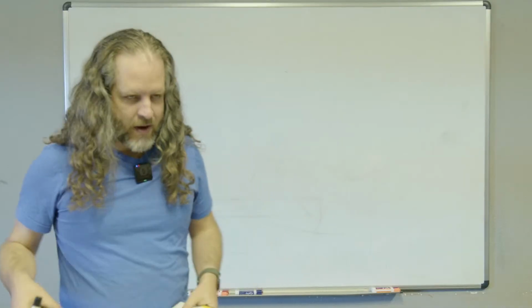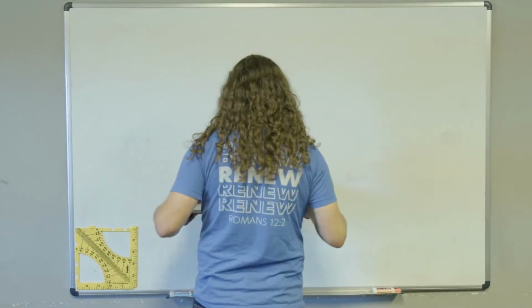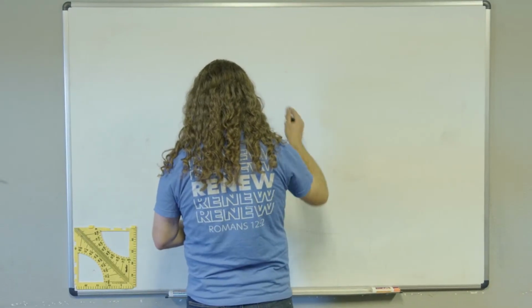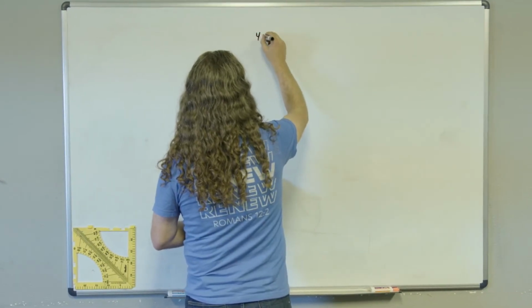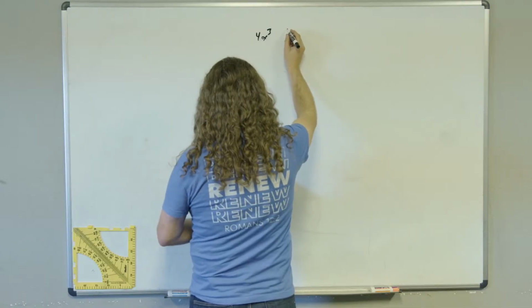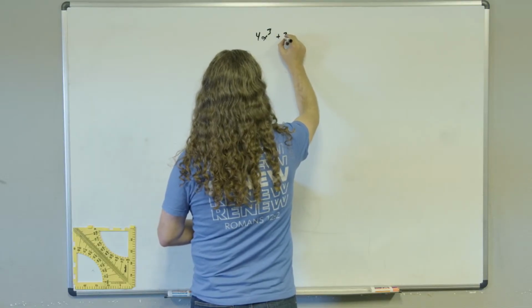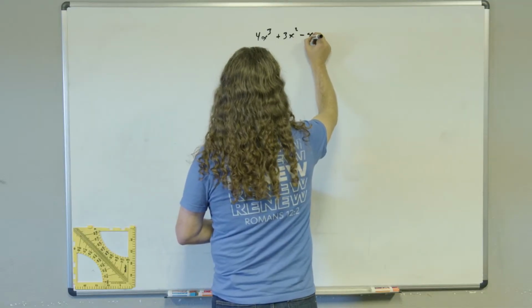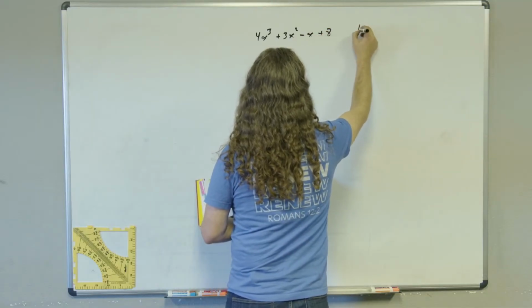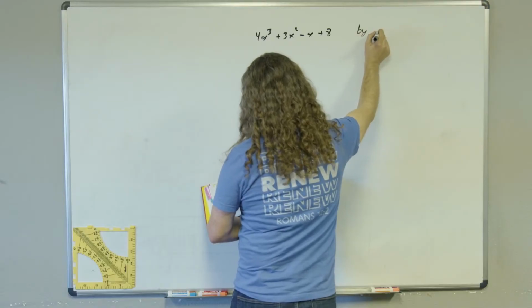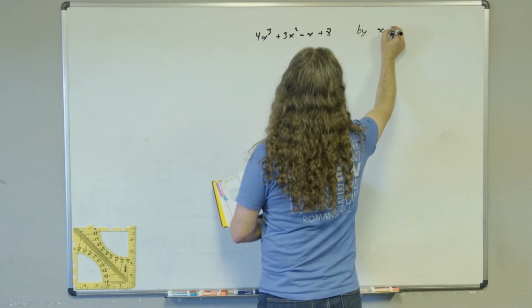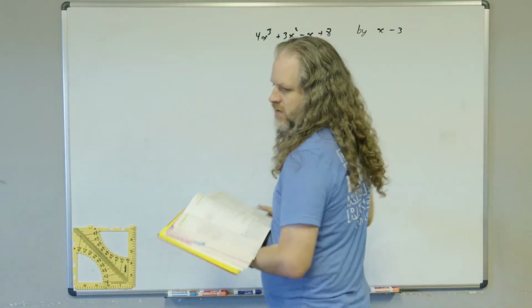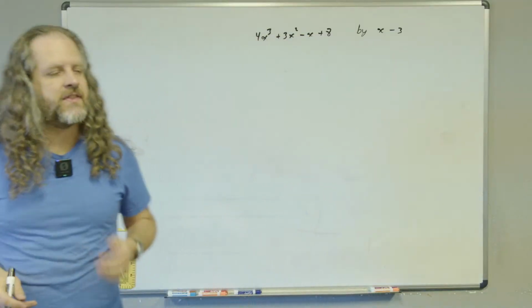All right. We are going to, using synthetic division, divide 4x cubed plus 3x squared minus x plus 8 by x minus 3. Do we have to factor? We have to divide this using synthetic division.